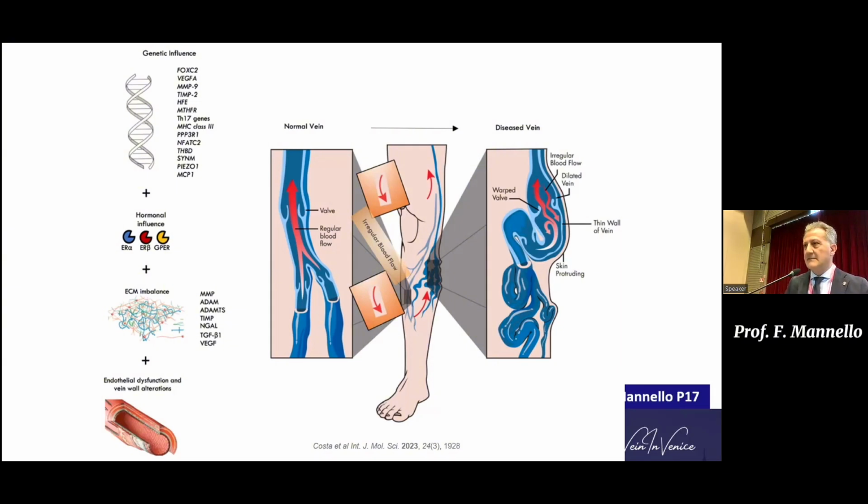TGF-beta, the matrix metalloproteinases, and several other proteases that may be able, through the endothelial growth factors, to modify the endothelial profile and behavior. Lastly, conducing the effects in the dysfunction of endothelial cells and the alteration of the vein wall.